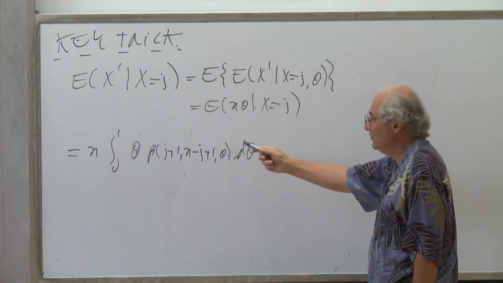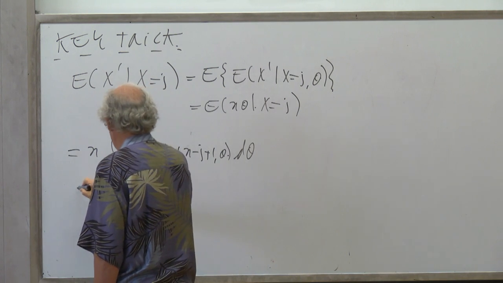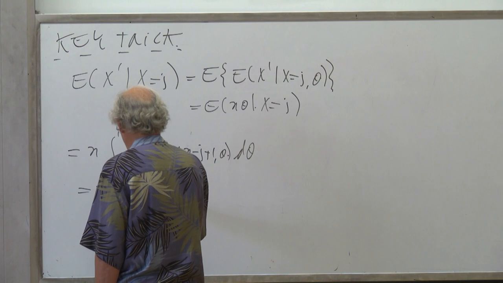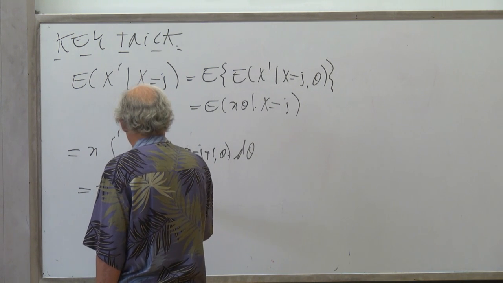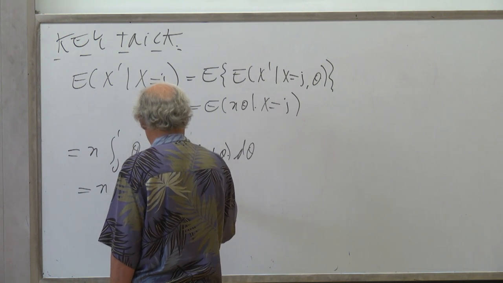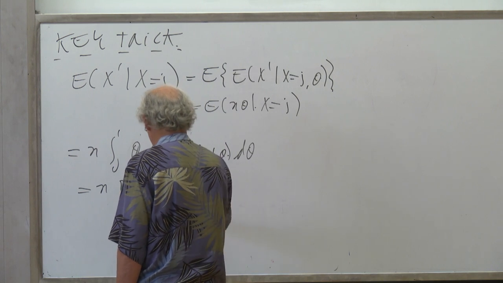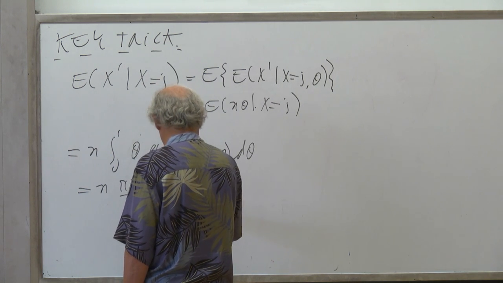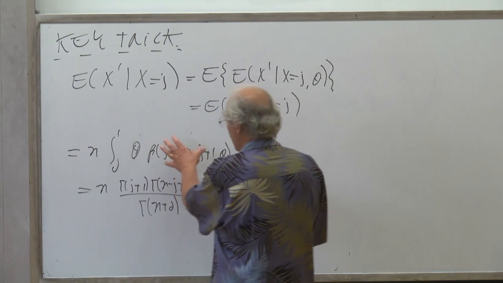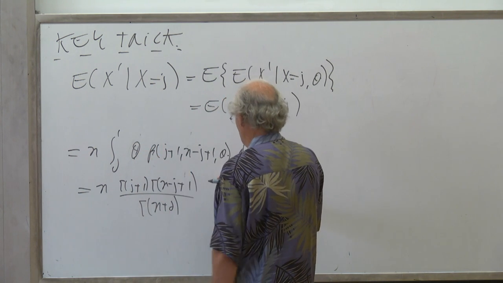This is that same. And we can do this integral. Let's write it down. This is equal to n times gamma of j plus 1, gamma of n minus j plus 1 over gamma of n plus 2. That's the normalizing constant from this. Then there's a beta integral that's left.